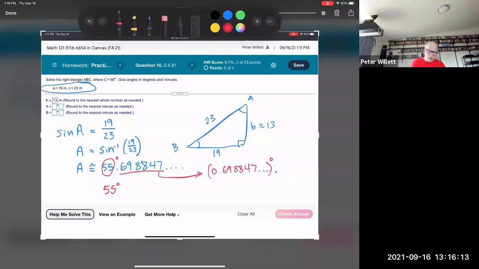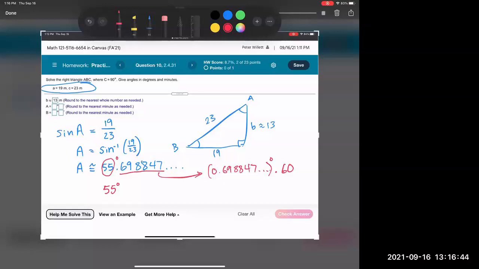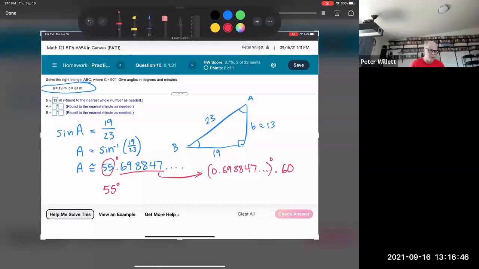So what we know is that each degree is worth 60 minutes. And so this part of a degree, to find out how many minutes that is, I would multiply that by 60. If I had 2 degrees, 2 times 60 would be 120 minutes. If I have 0.5 of a degree, half a degree, and I multiply that by 60, then I'll get 30 minutes. So whatever the decimal portion is, if I multiply that by 60, I'll know how many minutes that is.